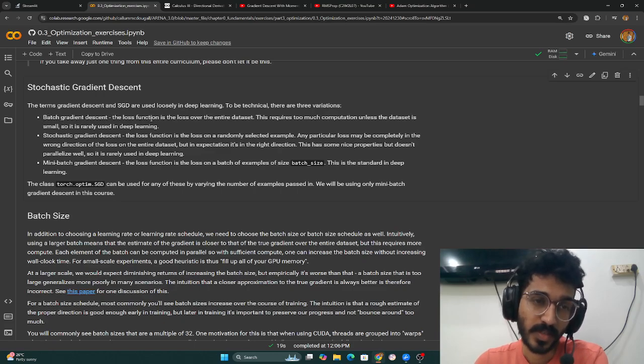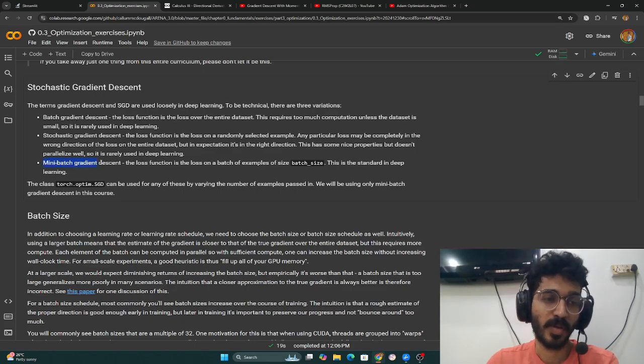Right, so this is batch gradient descent. It's a loss over the entire data set. Rarely used because data sets are not small. Then you have stochastic gradient descent, loss on a randomly selected example. Expectation is the right direction. Doesn't parallelize well, so nope. And then you have something in between, mini-batch gradient descent.